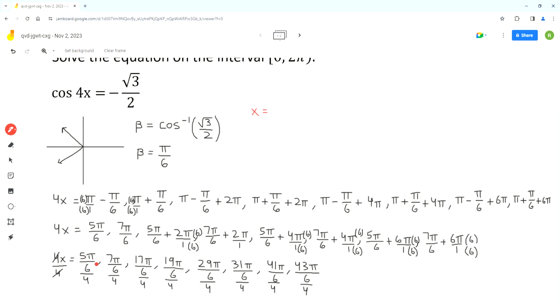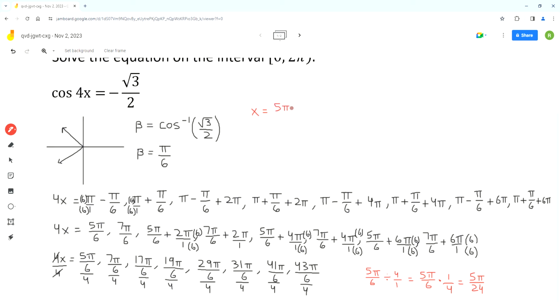now 5 pi over 6 divided by 4. So I can show you the steps here on the side. So see, we can first write it as a division statement. So 5 pi over 6 divided by 4. And the denominator of 4 is 1. So we can change it into a multiplication statement. 5 pi over 6 times 1 over 4. So we flip the fraction. So we get 5 pi over 24. So that's the first solution.